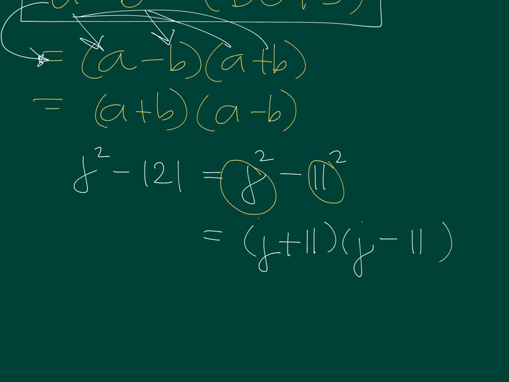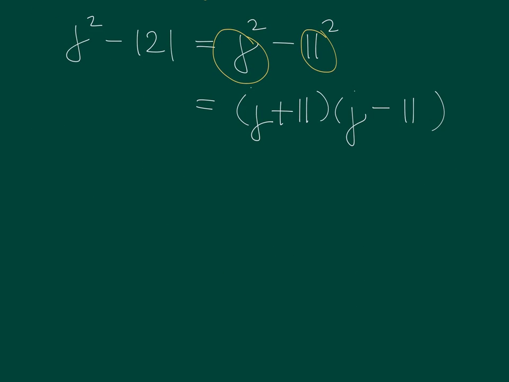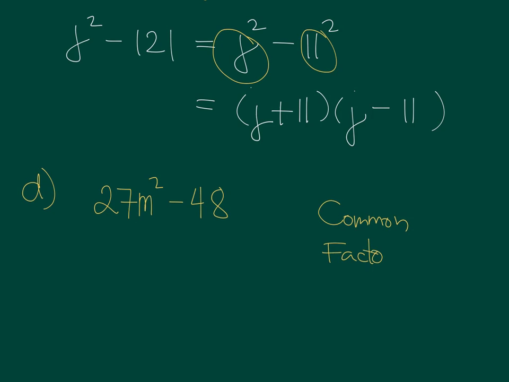Okay, next. In letter D, you are given 27m squared minus 48. Now, in letter C, we were not able to find any common factors for j squared and 121. But that is the first thing that you have to check. Okay? Whenever you factor any expression, the first thing that you have to check is, is there a common factor for the two expressions? And you have to find the highest possible common factor.